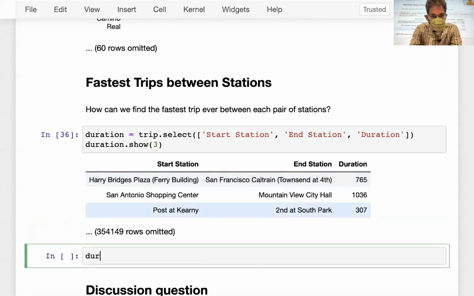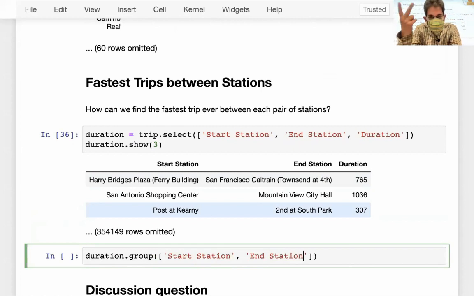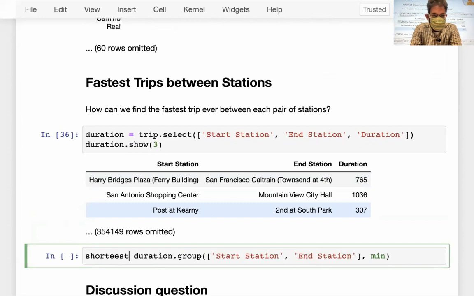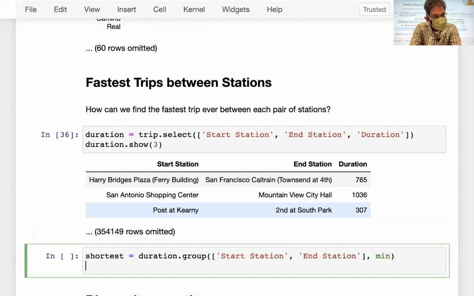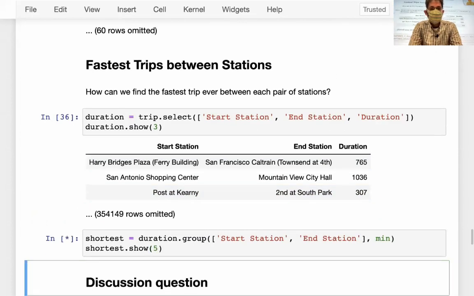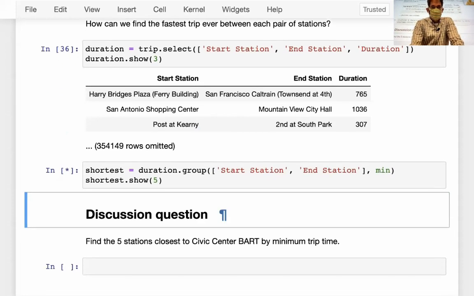We're going to use group. Group by both the start station and the end station. I get one row per pair of places. And I'm going to use min on all the other columns. All the other columns in this case is just the duration column. And that will give me the shortest time between any two pairs. Off it goes.